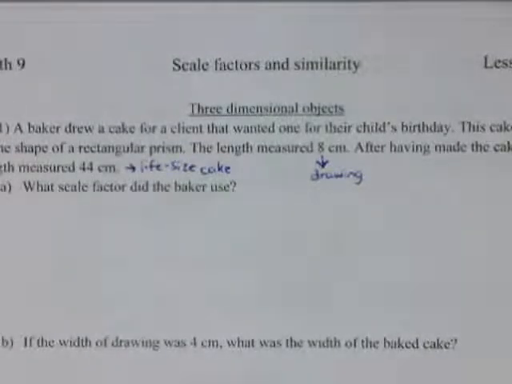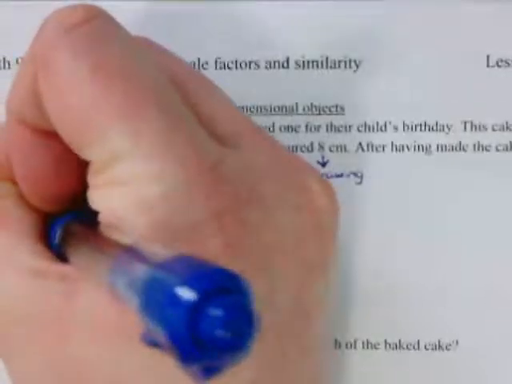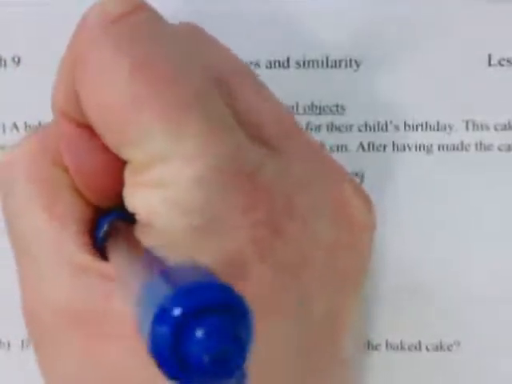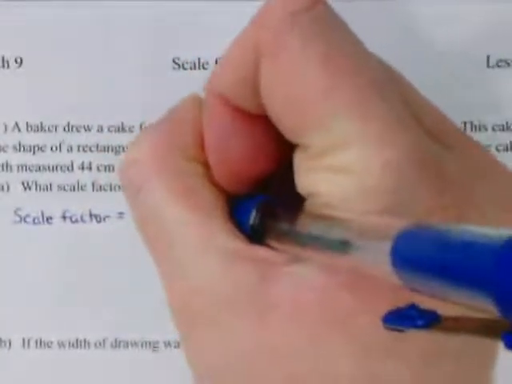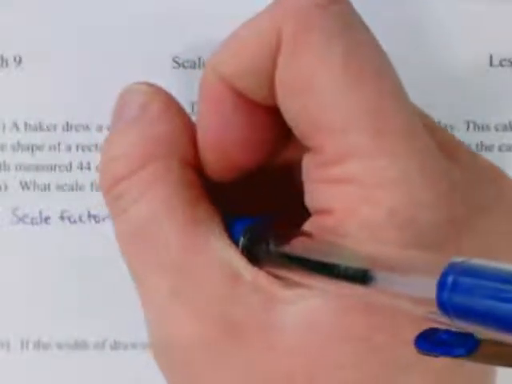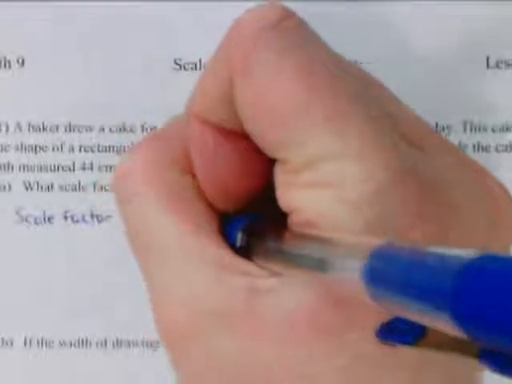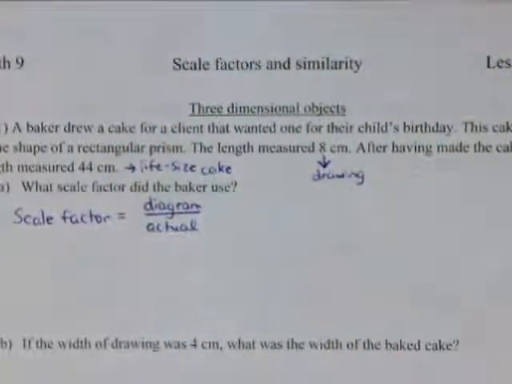So what scale factor did the baker use? We have to determine two things: number one, which object came first, and number two, which object came second. Once we do that, we can figure out our scale factor. Your scale factor is always equal to your diagram divided by your actual. Now, I mentioned in the second lesson that you have to be very careful of this, because this does not mean exactly what you're thinking.